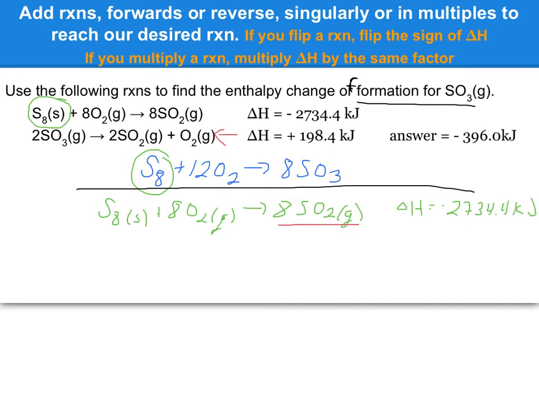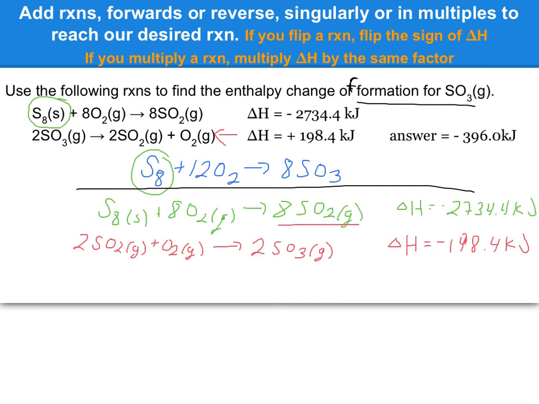So I'm going to flip it. So here in red, you can see my second reaction has been flipped. And because it's been flipped, I had to flip the sign of delta H as well. So it's now representing an exothermic reaction.